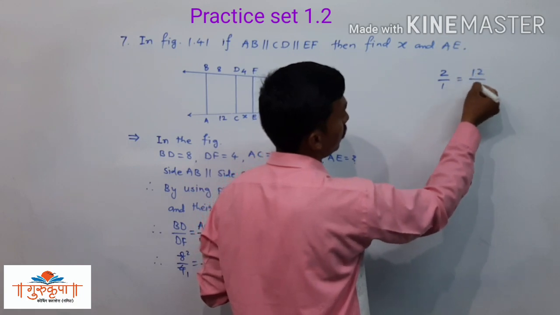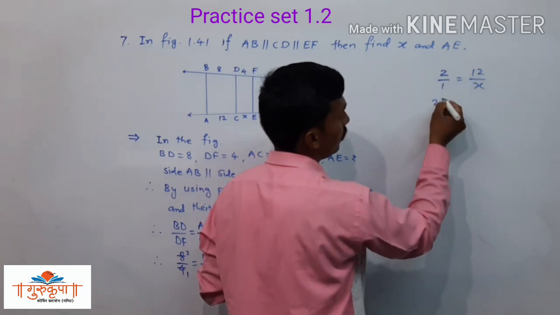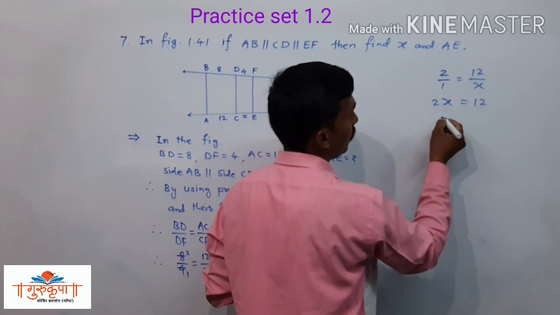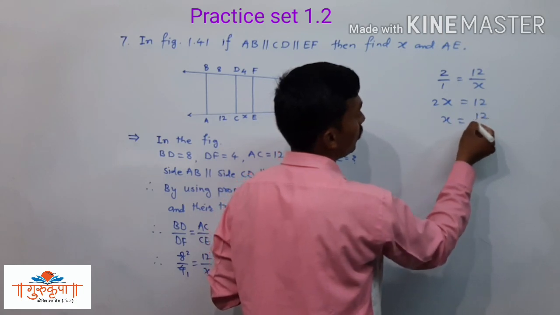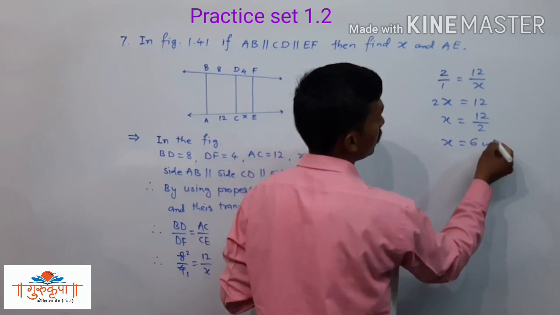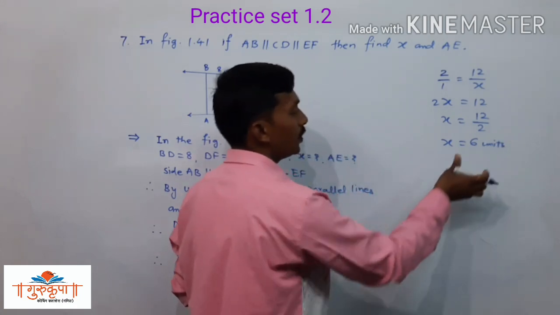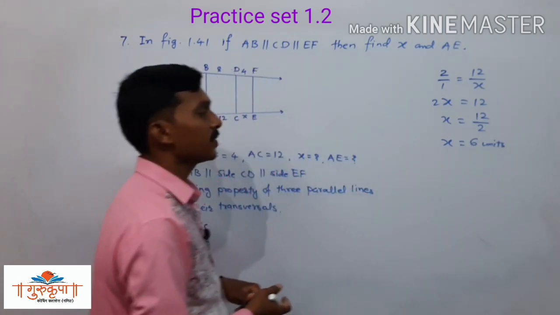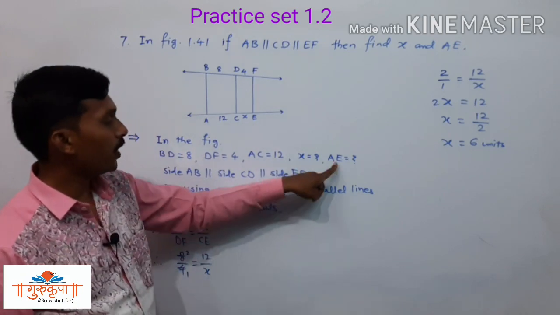Take the cross multiplication, 2x is equal to 12. Now x is equal to 12 divided by 2, that is equal to 6 units. That is the value of the variable x. Now we have to also find AE.